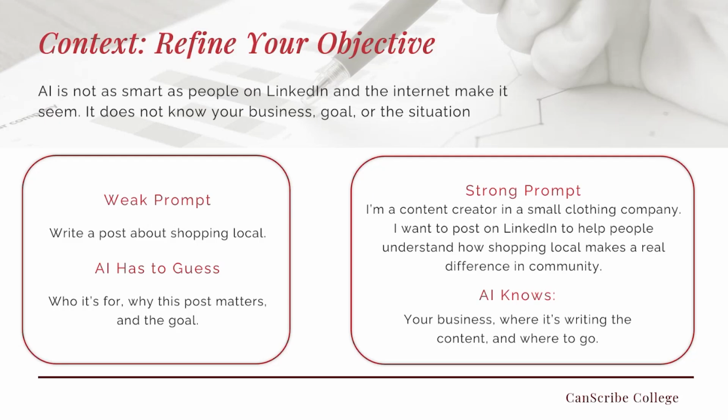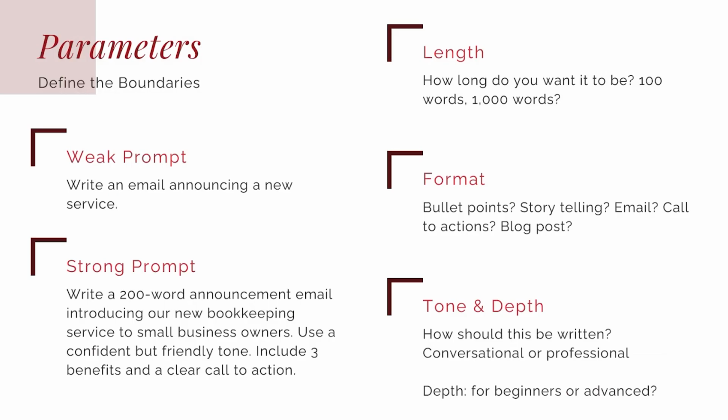But in our strong prompt, you still wrote less than 300 words, and you're going to get a higher quality post. So there's this sort of disconnect between people wanting to use AI and the reality of how good it is. It's not this perfect system that's going to create exactly what you want from little to no information. So it's really important to define the context.